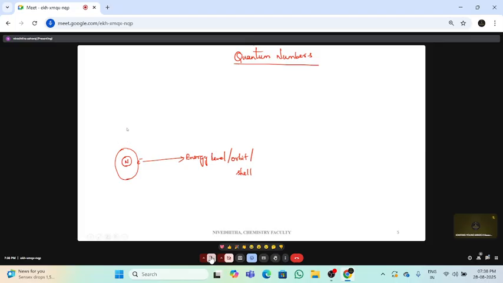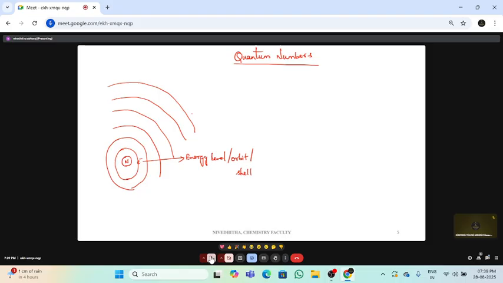But whenever we are drawing energy levels, we'll draw only 4 or 5, because that is how we can represent it. We cannot draw an infinite number of energy levels on a board, right? But in an atom, we have infinite energy levels. So this is the first energy level. This is the second one. This is the third. This is the fourth. This is the fifth. This is the sixth, and so on.